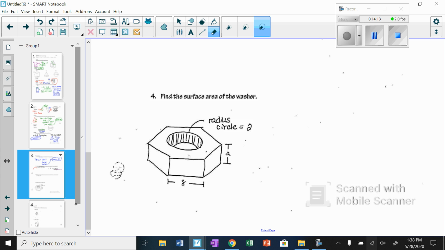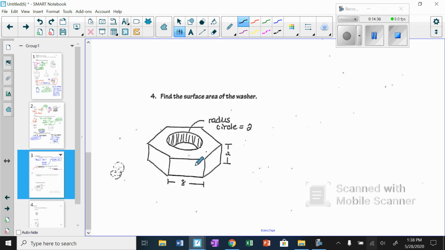Okay, find the surface area of the washer. All right, so we will definitely be dealing with things a little bit more complicated like this. So when we find the surface area of the washer, basically, I want to do everything we can paint without dismantling the figure. So let's just come up with the game plan of what we're actually going to paint.